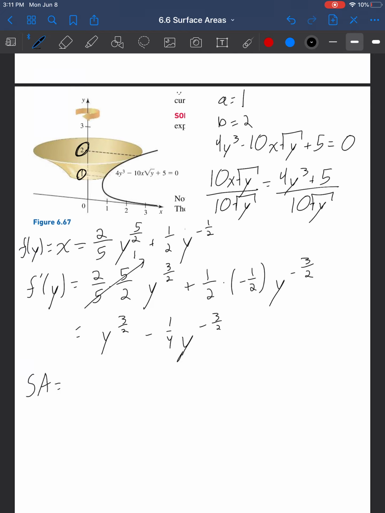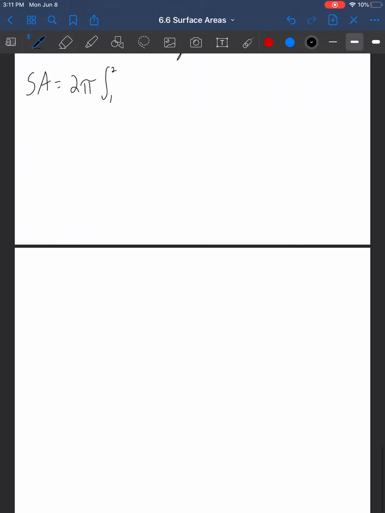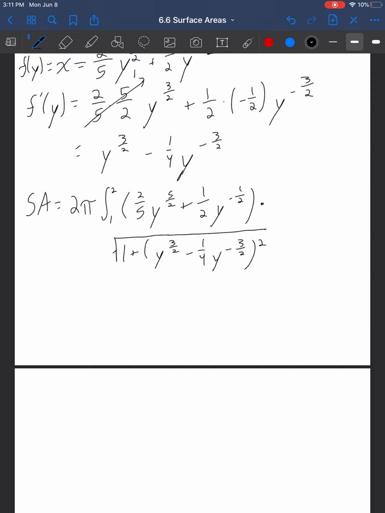And now we can plug everything in. So we get that this surface area, just starting by pulling a 2 pi out, is 2 pi integral from 1 to 2 of 2/5 y to the 5/2 plus 1/2 y to the negative 1/2, and then a nasty square root, which I guess I'll write on the next line so it doesn't get cramped. This is multiplication here. 1 plus y to the 3/2 minus 1/4 y to the negative 3/2 squared.